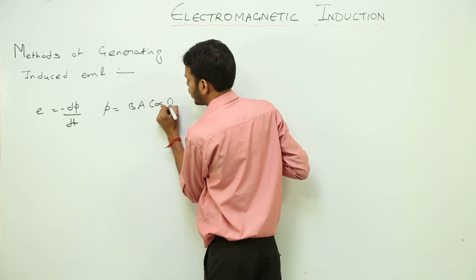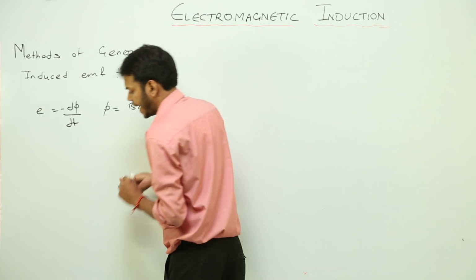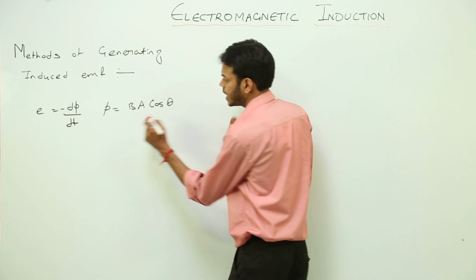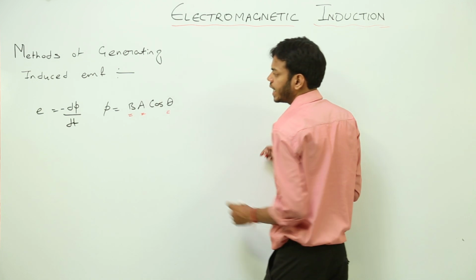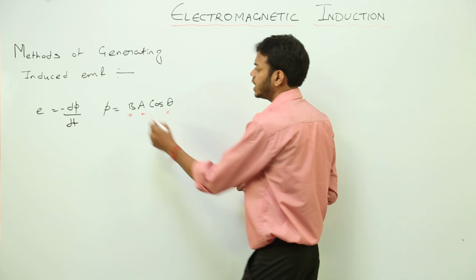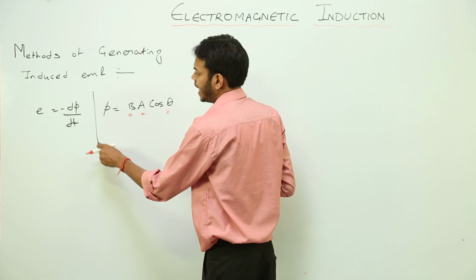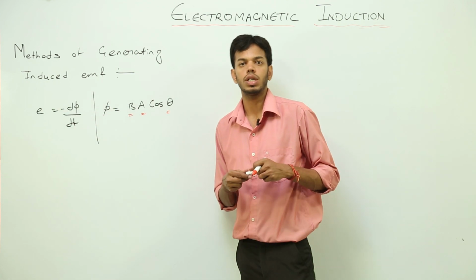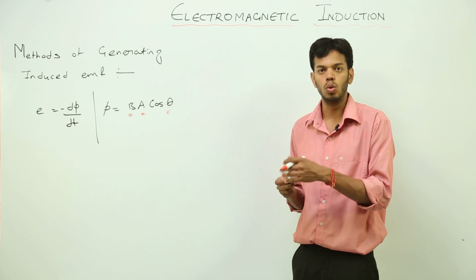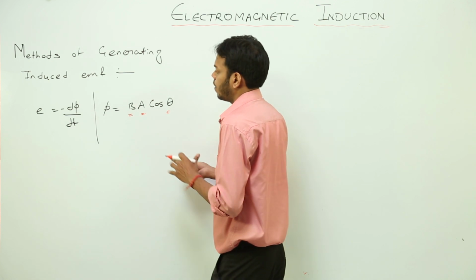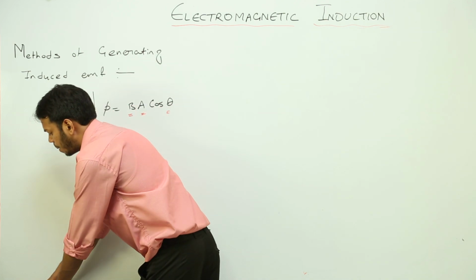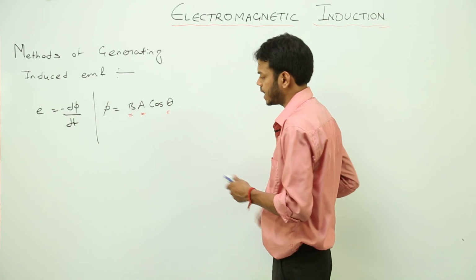BA cos θ. So if you change any one of these three terms, that is, either you change B, or you change the area, or you change the orientation, that is θ, then there will be an induced EMF produced in whatsoever coil, loop or rectangular conductor anywhere. Okay. Now let's do some short examples of how we can change these things.